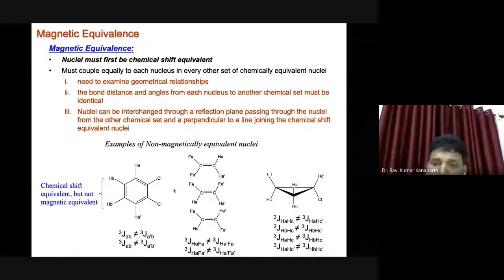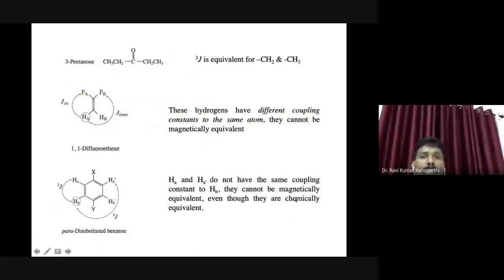Another example is the cyclopropane ring. In this case, these two protons are also chemically equivalent, but magnetically they are different. These are some of the examples.